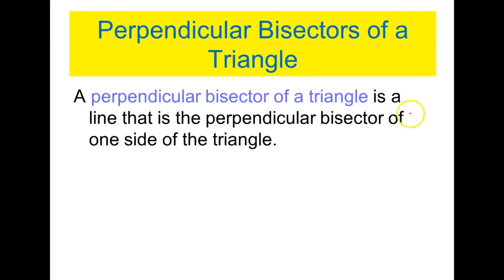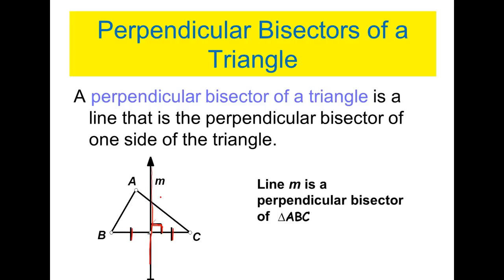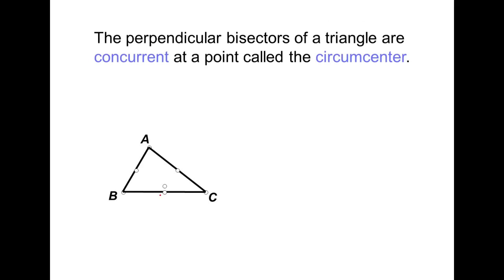The perpendicular bisectors of a triangle. So if we have a triangle, we can draw lines that are both perpendicular to a side and bisect the side. So line M here intersects this side at its midpoint, as denoted by those little markings there, and we know that that's a right angle, so it's perpendicular to side BC. So line M is a perpendicular bisector of our triangle ABC.